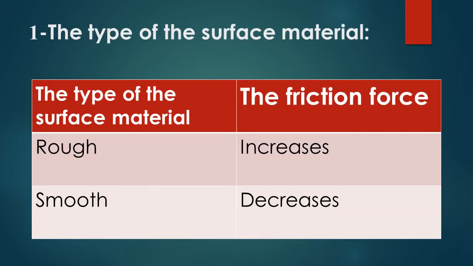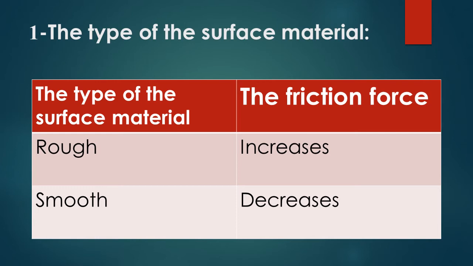Let's understand each one of them. We will start with the first factor, which is the type of the surface material. The friction force is affected by the type of the surface material. When the type of the surface material is rough, the friction force increases. And when the surface material is smooth, the friction force decreases.